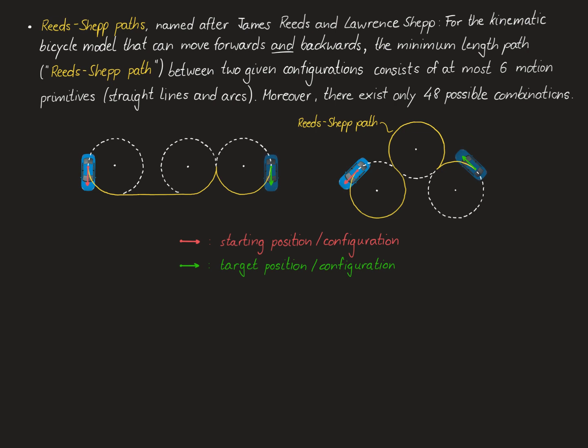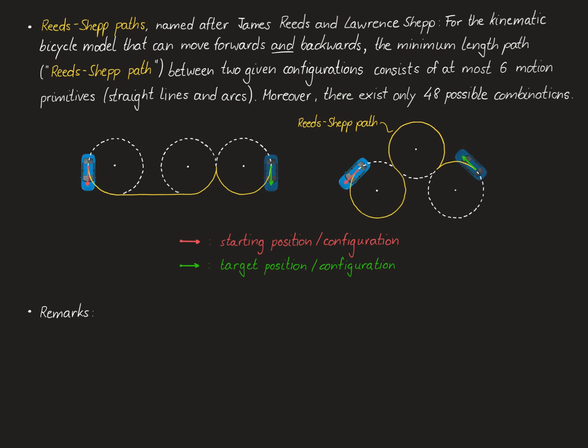Observe that in the first scenario, the Reeds-Shepp path consists of four motion primitives, namely a forward left turn, followed by a forward straight line, followed by a forward left turn, and finally a backwards right turn. In the second scenario, the Reeds-Shepp path consists of three motion primitives, namely a forward left turn, followed by a forward right turn, followed by a backwards left turn.